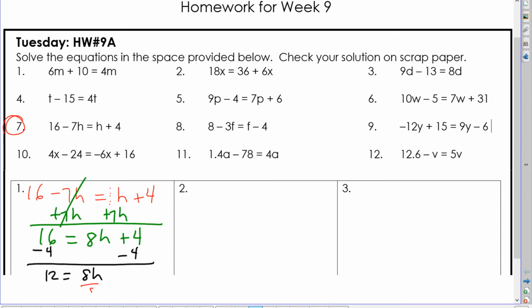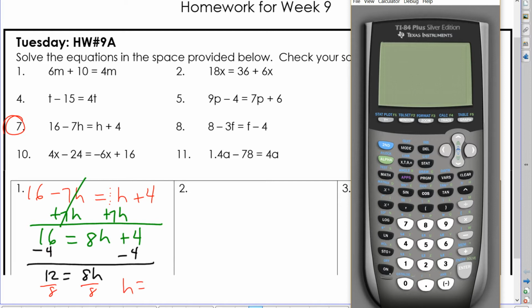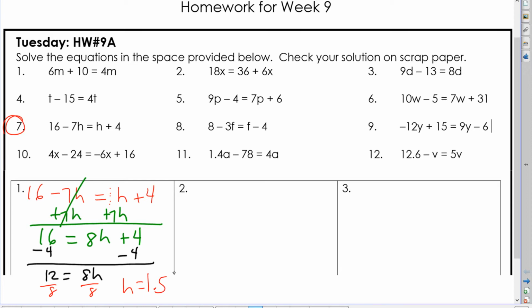I'm going to divide by my coefficient, which is 8. And if you're unsure what 12 divided by 8 is, that's when you take your calculator out. 12 divided by 8 is equal to 1.5, right? You can use a calculator on every question, on every lesson. So don't be afraid to take it out and use it.